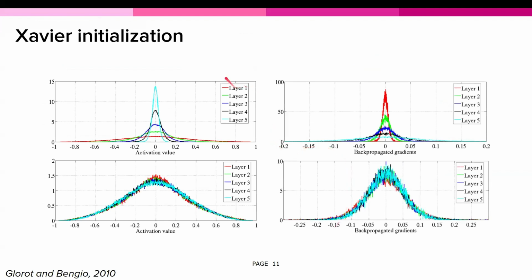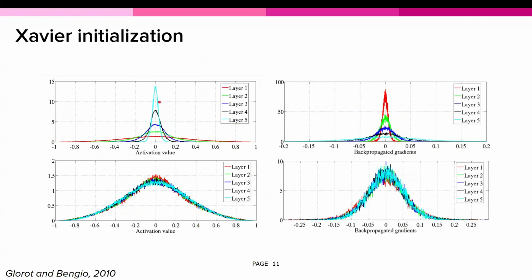Empirical results demonstrate that the initialization heuristic based on the number of inputs and outputs of a given layer does indeed help to maintain the scale of activations as well as backpropagated gradients. These figures show histograms that compare how activation values on the left and backpropagated gradients on the right are distributed across layers when Xavier initialization is applied, as opposed to standard initialization.